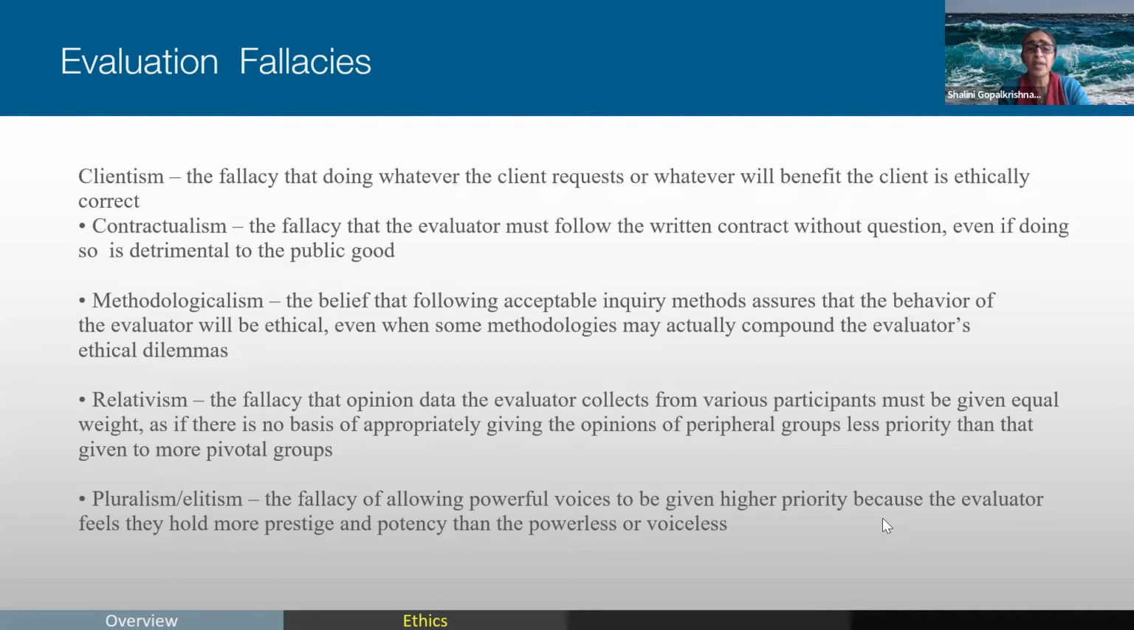Relativism, that opinion data collected from various people must be given equal weight. Maybe you're doing it for women, and maybe there are a couple of men, and you're like, no, I'll give everyone equal weight. But the whole idea was you're doing it for women, so you don't do that. Okay? And then there is elitism, that the so-called higher hierarchy gets higher priority. But that's not true. All of us are equal. All of us are born equal. And we cannot say because my boss said so, or because they said so, that they will do that. So these are the fallacies we have to be very, very careful about.